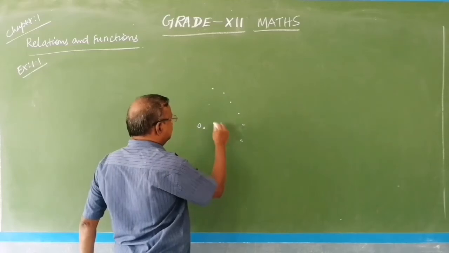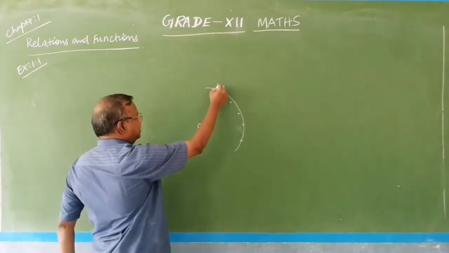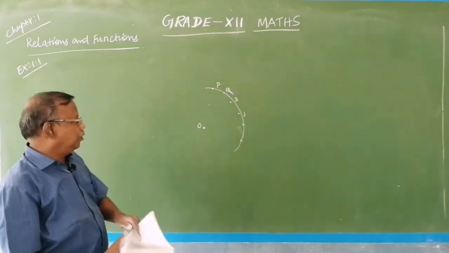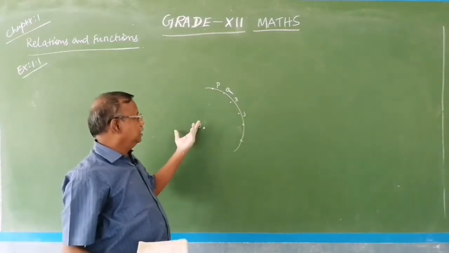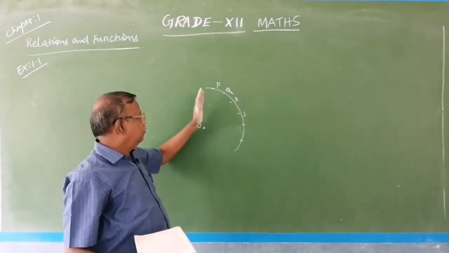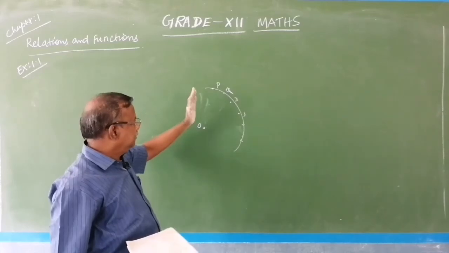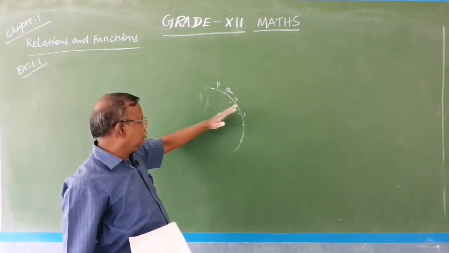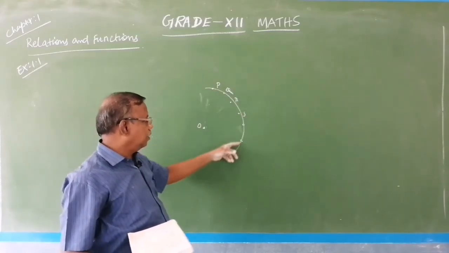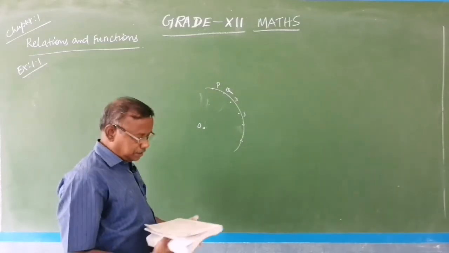All the points equidistant from the origin form a circle. If we name these points P, Q, R, S, then for every point OP equals OP, therefore it belongs to R, so it is reflexive. If OP equals OQ, then OQ equals OP, therefore it is symmetric. If OP equals OQ and OQ equals OR, then OP equals OR. So it is transitive. The set of all points which are at equal distance from the center forms a circle.